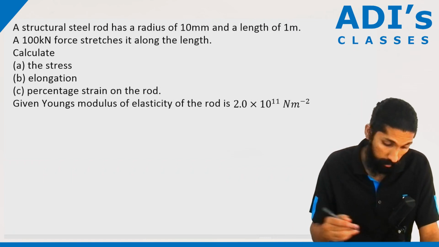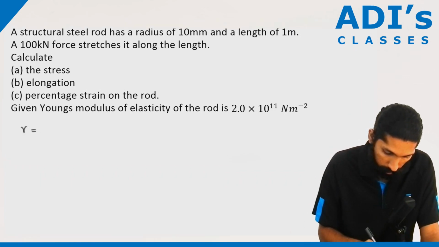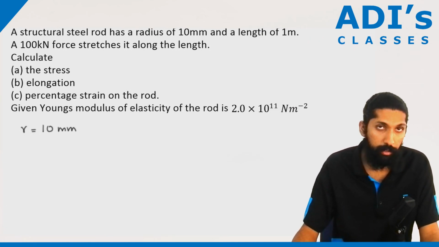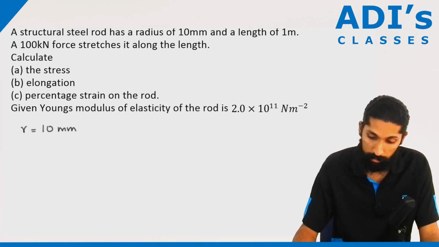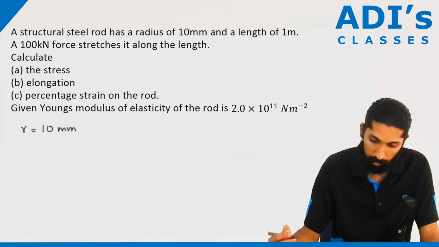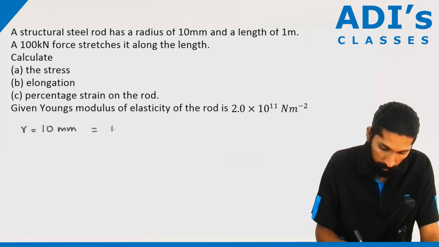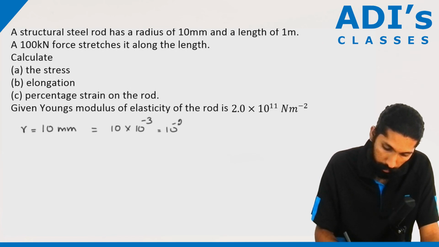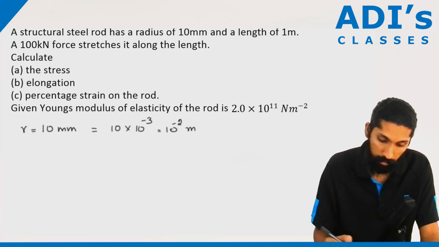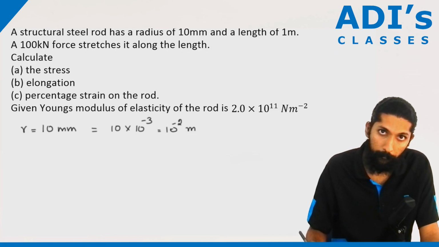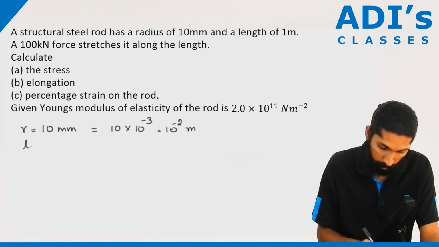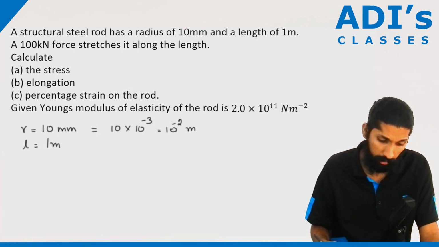What is given? The first information, R is equal to 10 millimeter. When you have 10 millimeter, remember you have to convert that. So this will be 10 into 10 to the power of minus 3, or 10 to the power of minus 2 meter. This is the value of R. Next, length is given to be 1 meter. So L is equal to 1 meter.